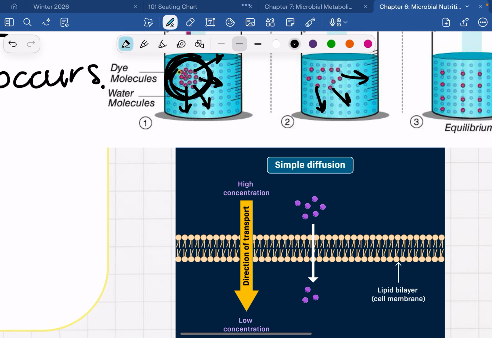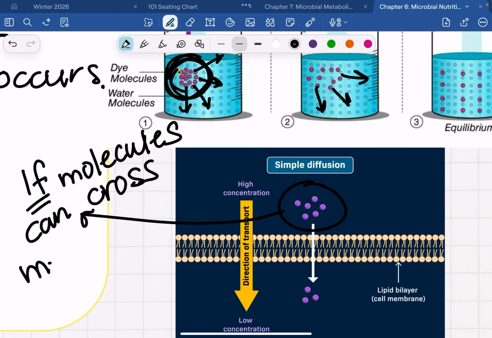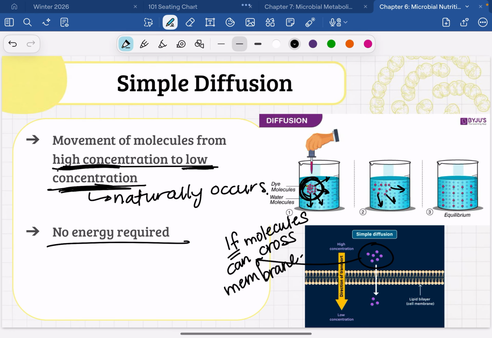And this will also happen across a membrane, if the molecules can cross that membrane. Remember, we talked about last time, or a couple chapters ago, that there are very few things that can cross a plasma membrane. That's why it's called semi-permeable, because some things can cross and some things can't.